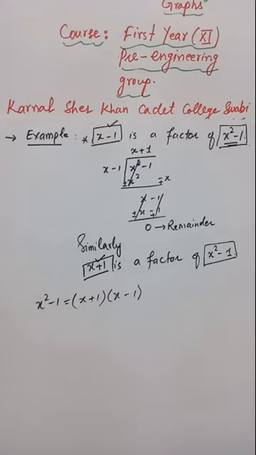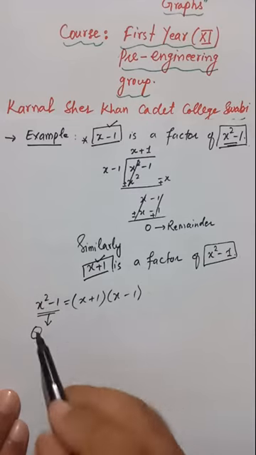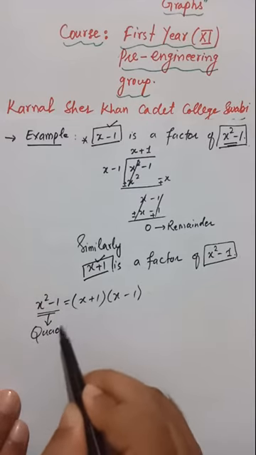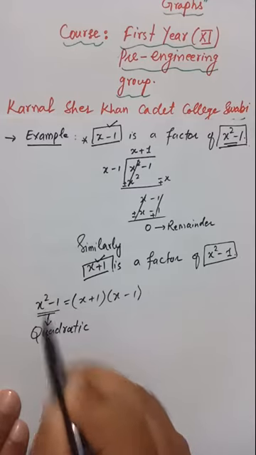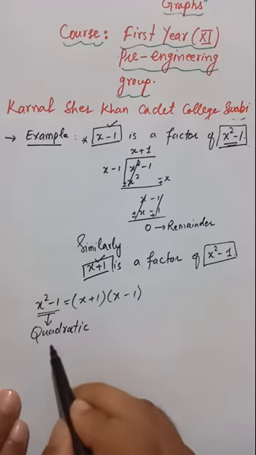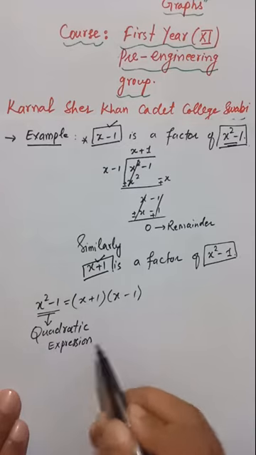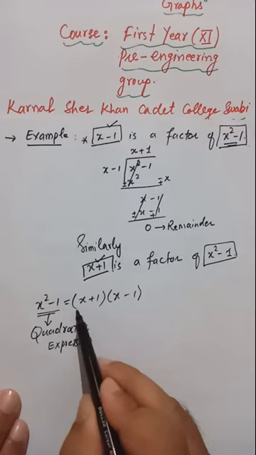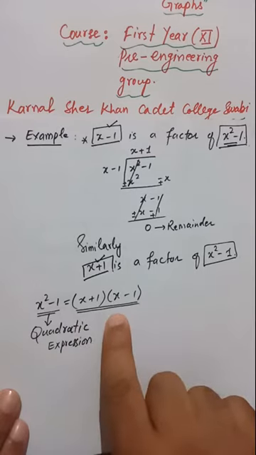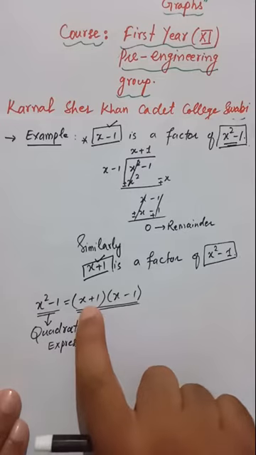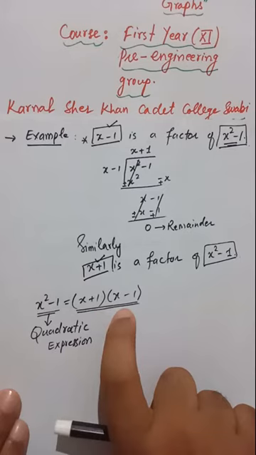So you clearly see that this is one of the examples. This is quadratic, because the highest power of the variable is 2, so that's why this is quadratic. So this quadratic expression is converted into the product of two linear factors. This is also a linear factor, this is also a linear factor. Why are x plus 1 and x minus 1 the factors?